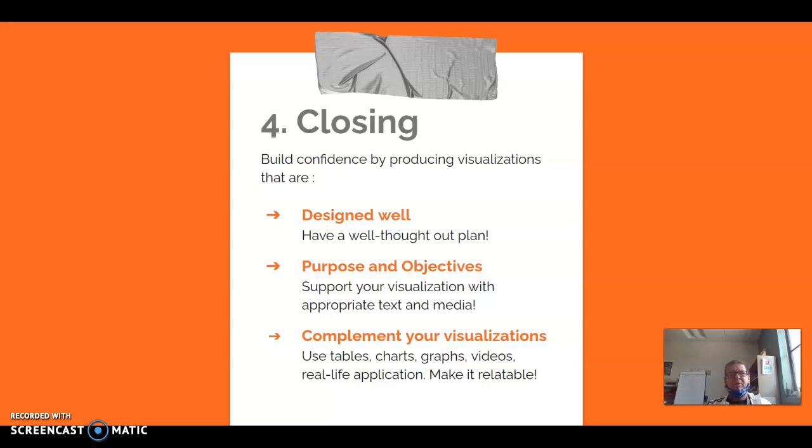And in closing, build confidence by producing visualizations that are designed well and have a well thought out plan. Your purpose and objectives are very important to support your visualization with appropriate text and media. Complement your visualizations by using tables, charts, graphs, videos, real-life applications, and make it relatable.